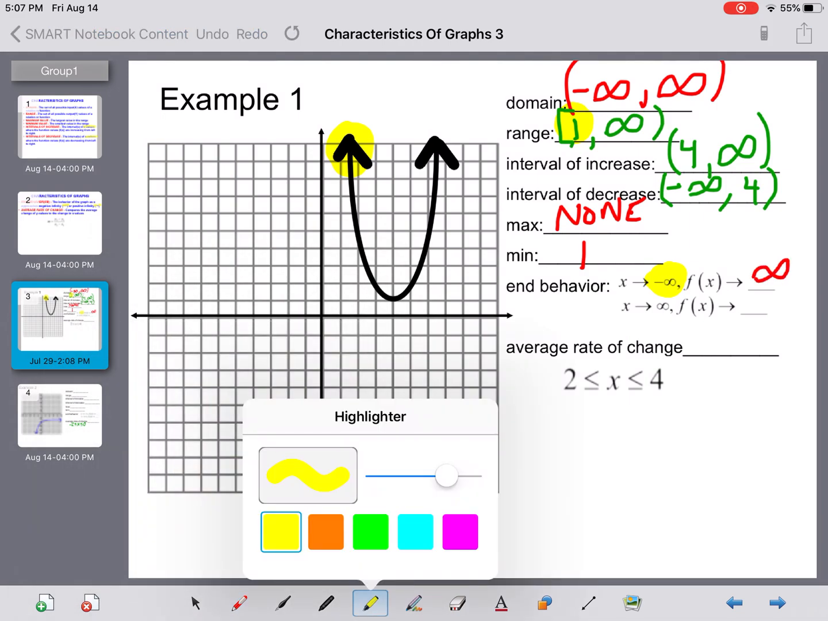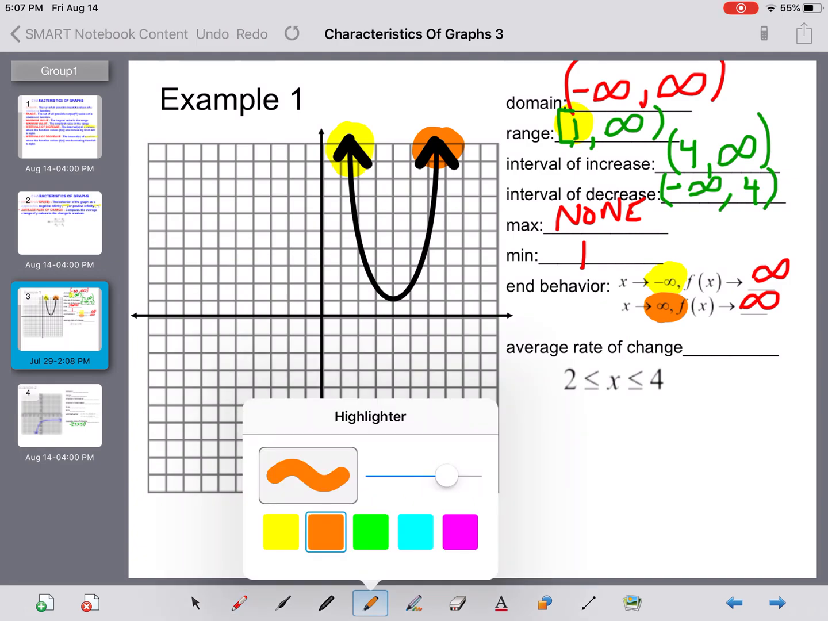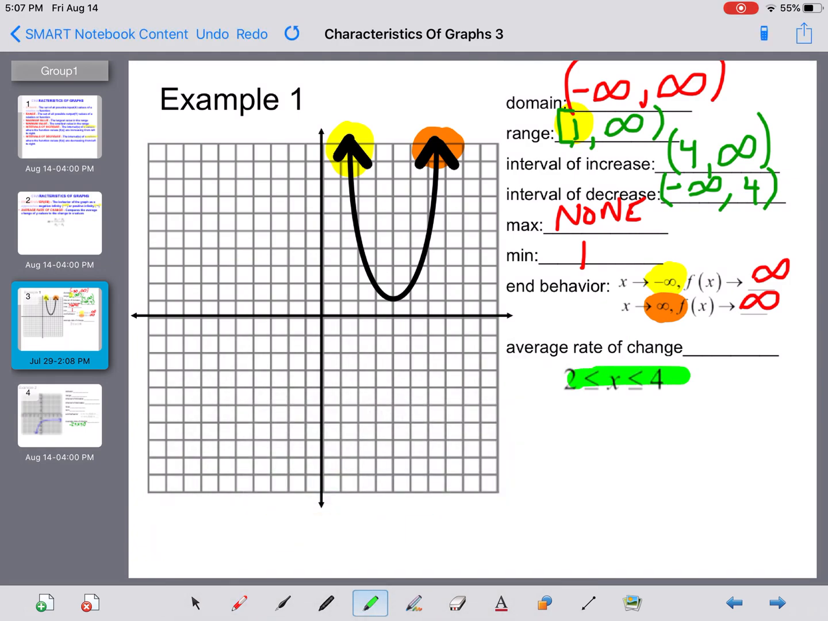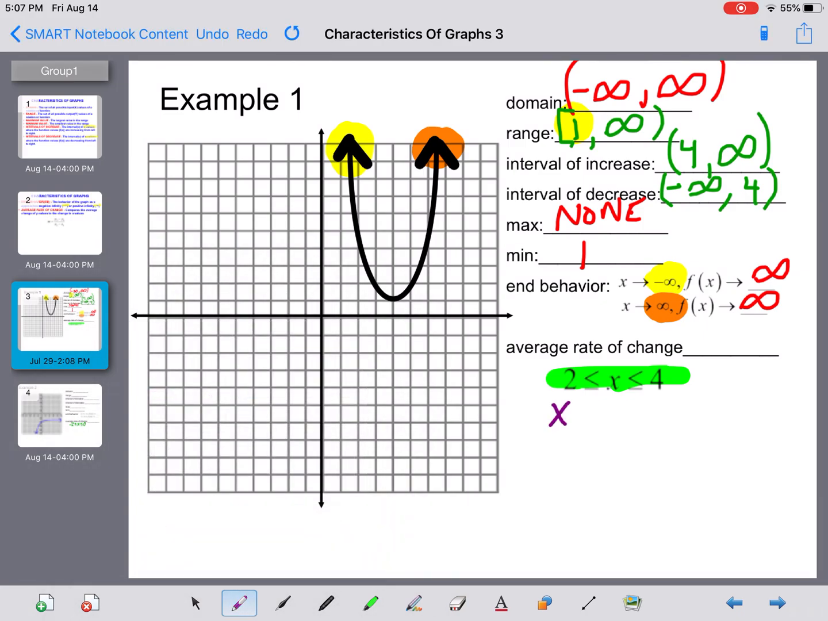And as we go to the right arrow, which is this positive infinity, we are talking about this right arrow. And that means that we're also going up to positive infinity. Now for rate of change, you're going to use these values right here as your x values. So you want to think that this is your x1 and this is your x2. And we have these points 2 comma something and 4 comma something that we need to use the graph for.